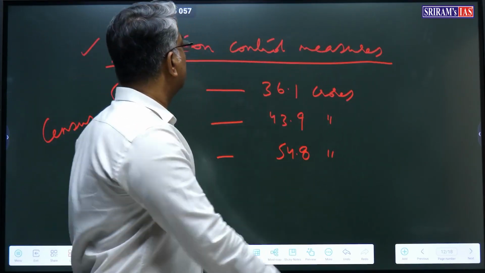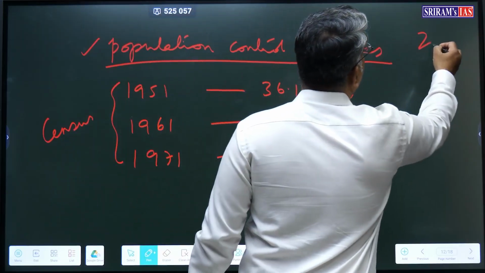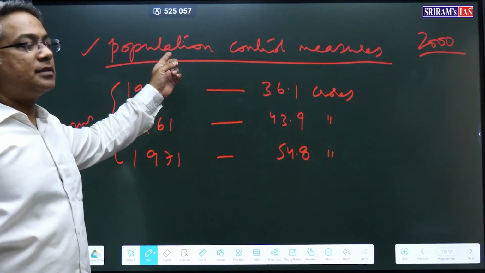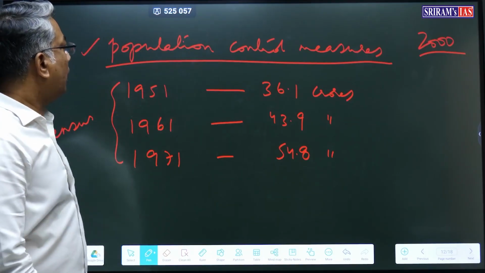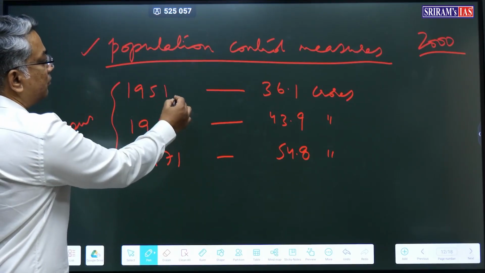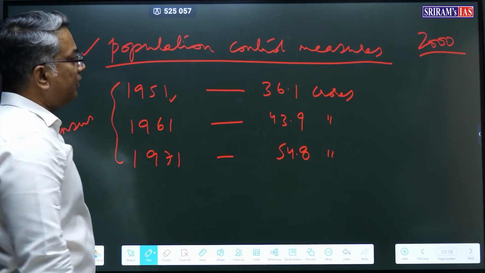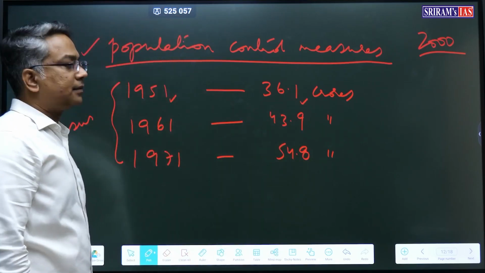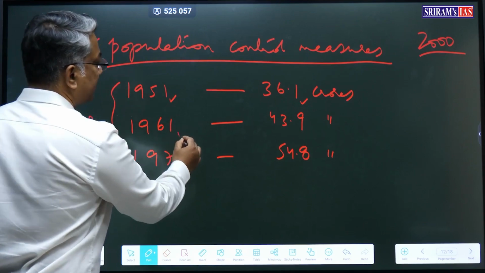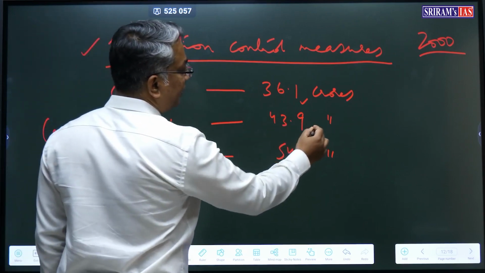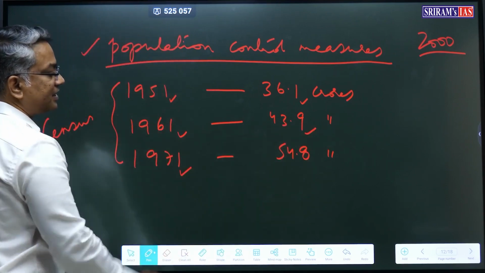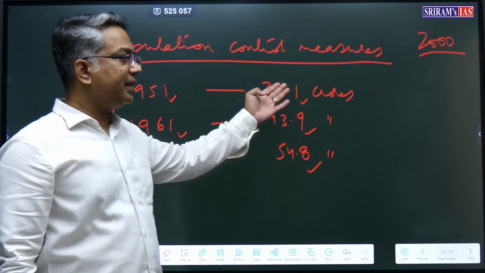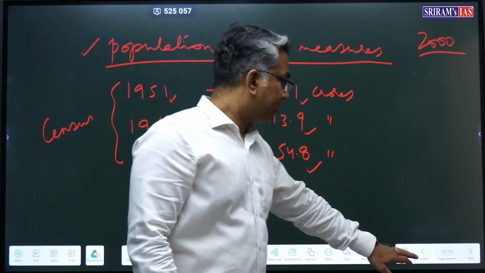The freeze in the year 2000 was to encourage the population control measures. Now, in the census of 1951, the population was 36.1 crores, in '61 it was 43.9 crores, and in the '71 census it was 54.8 crores. So the population is increasing.